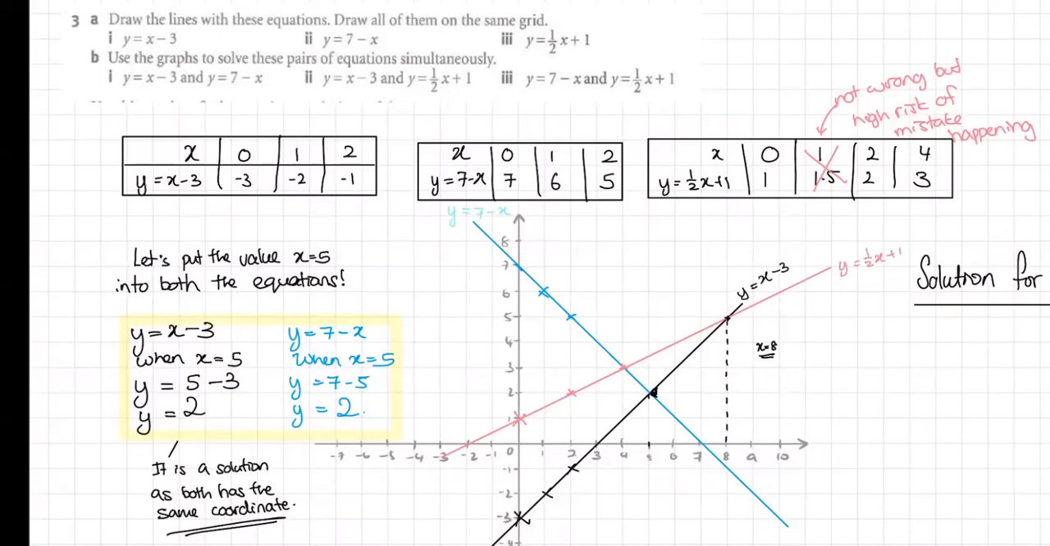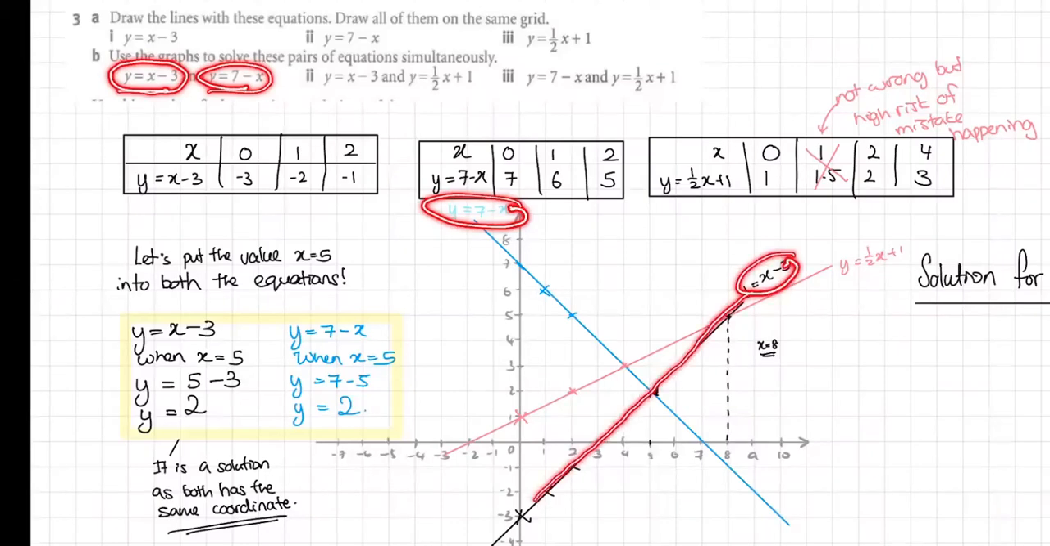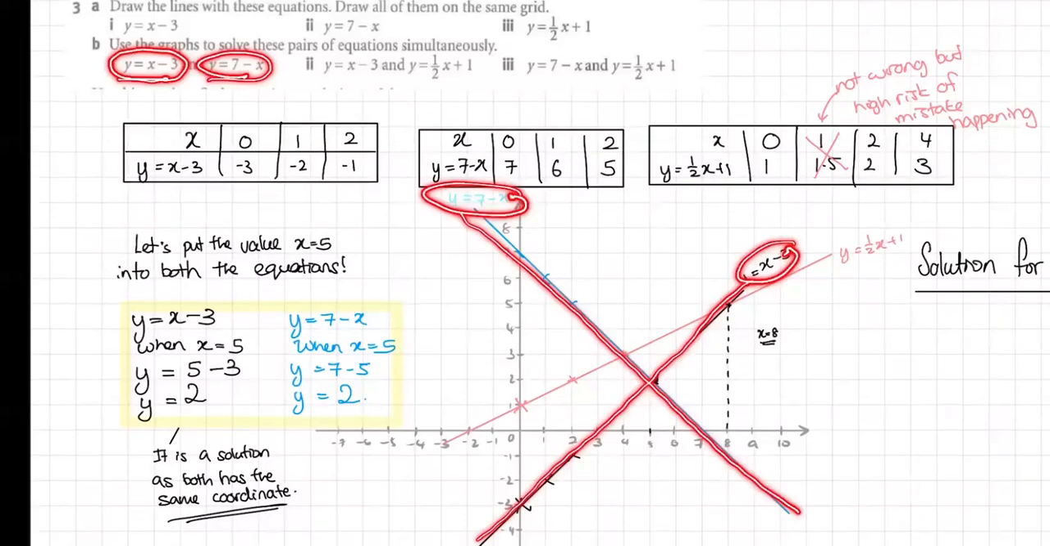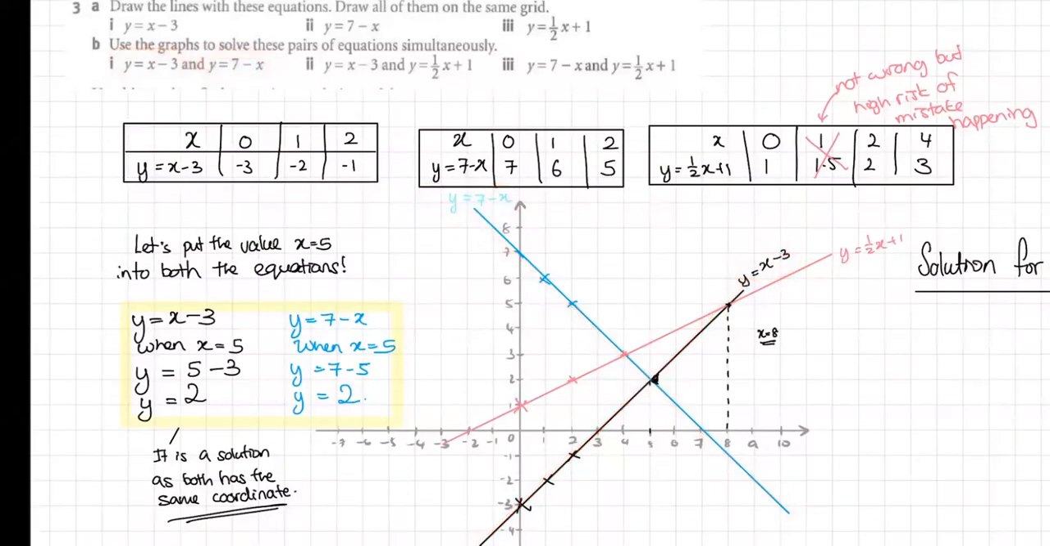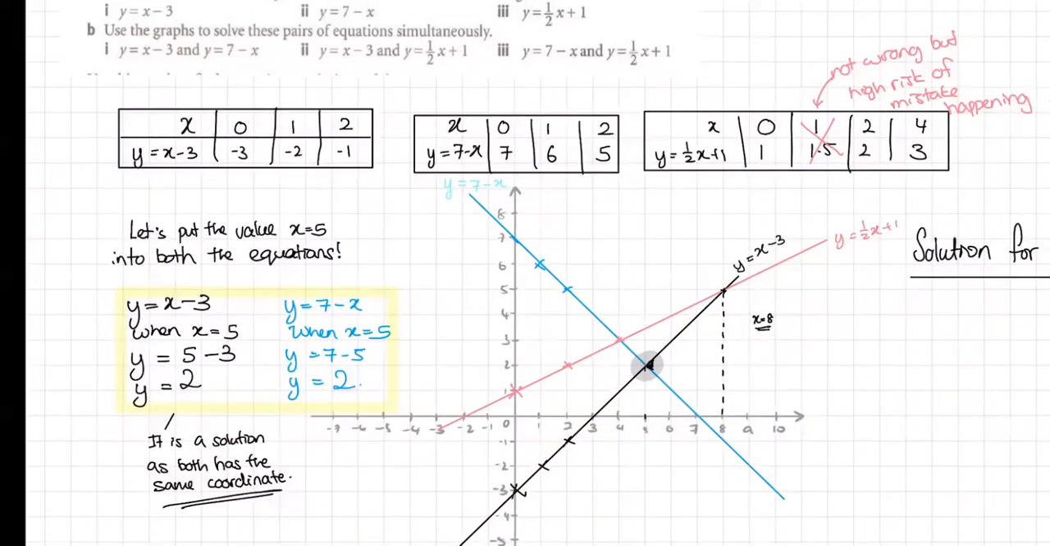Now they asked us to solve it. You can see y = x - 3 and y = 7 - x. So I need to use this one and this one, this black line and this blue line. The intersection is clear and it is here. I'm just going to highlight it. This is the solution, and the solution is x = 5. Very good.